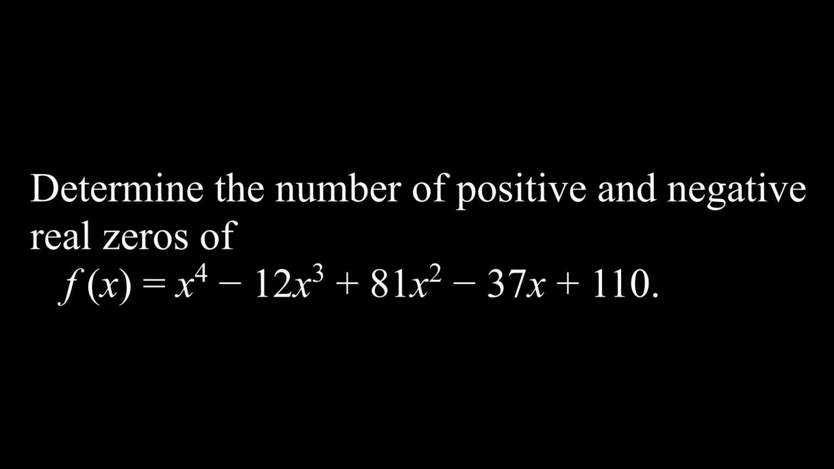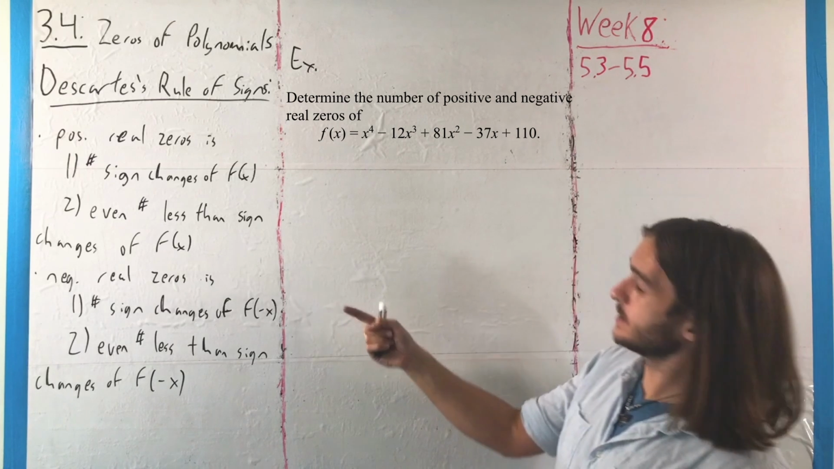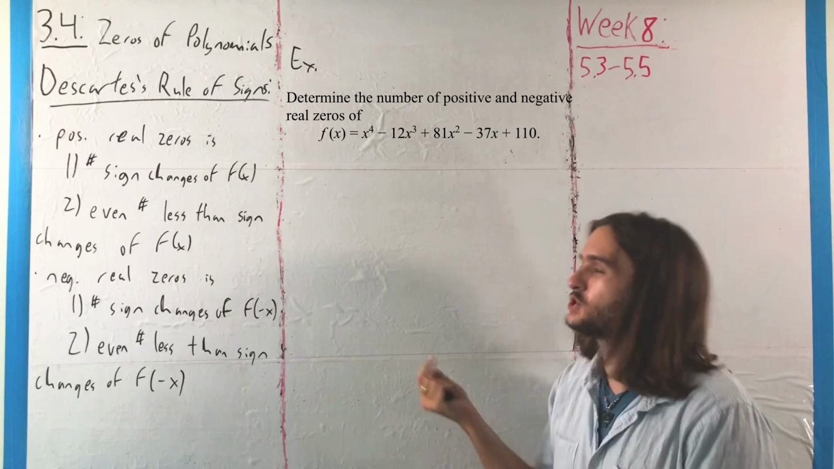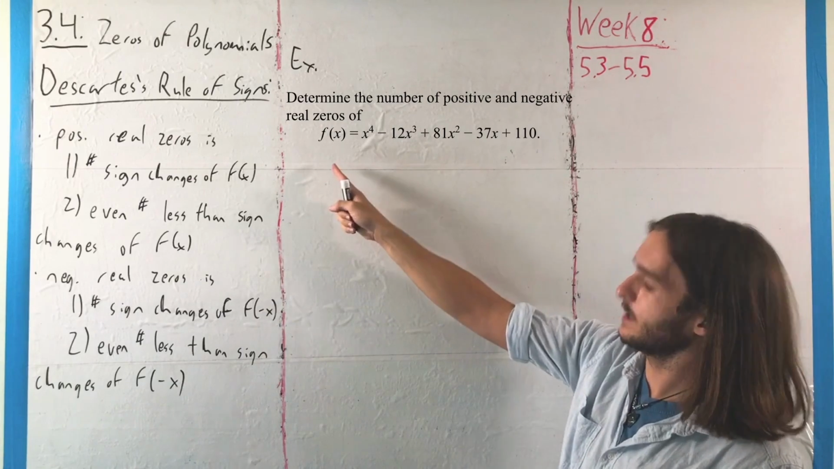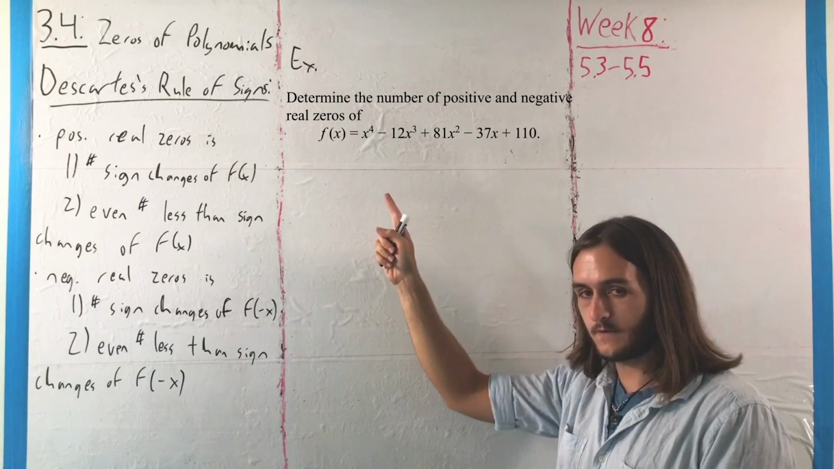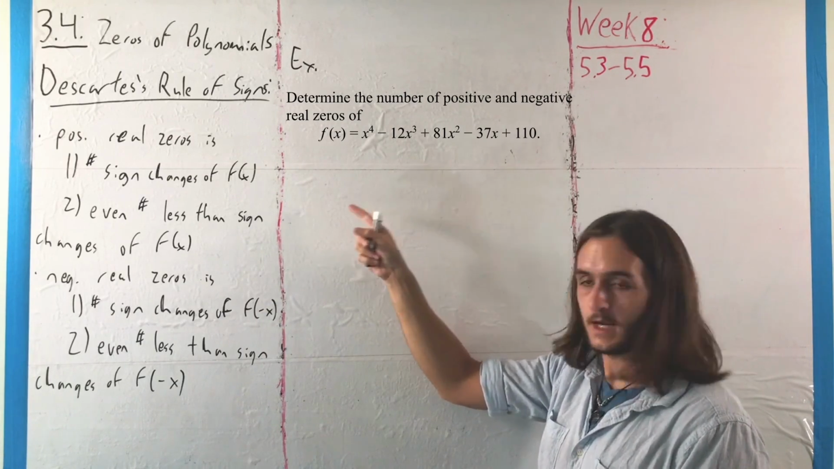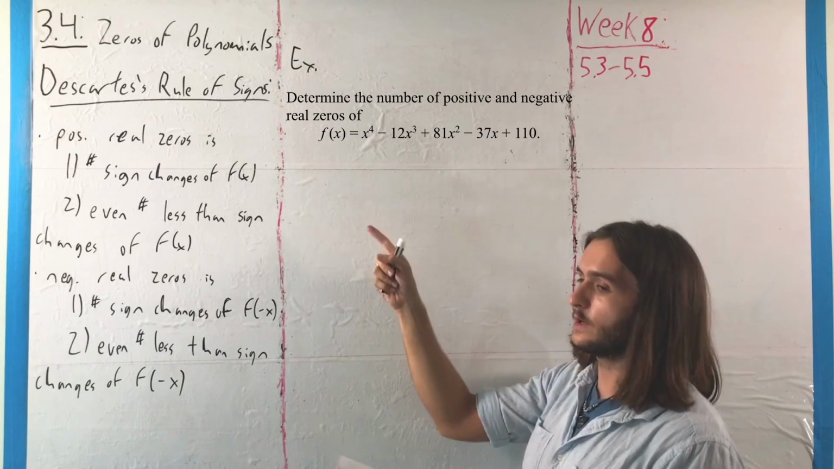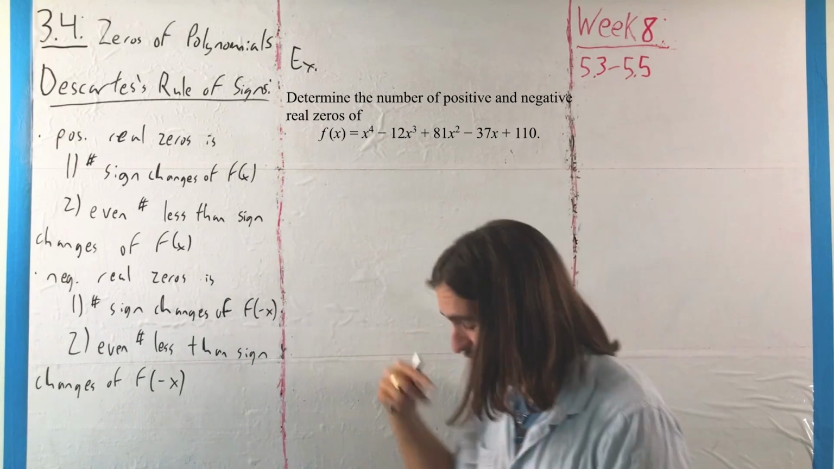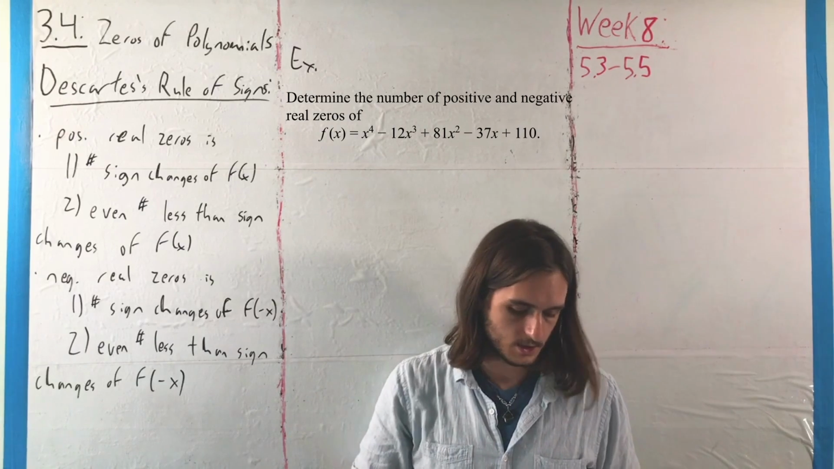For this, we want to determine the number of positive and negative real zeros of the function f of x equals x to the fourth minus 12x cubed plus 81x squared minus 37x plus 110. So what we have to do here is look at that function and recognize that going from x to the fourth to negative 12x cubed is one sign change. Going to 81x squared is another sign change. Going to negative 37x is another sign change. And going to positive 110 is a fourth sign change.